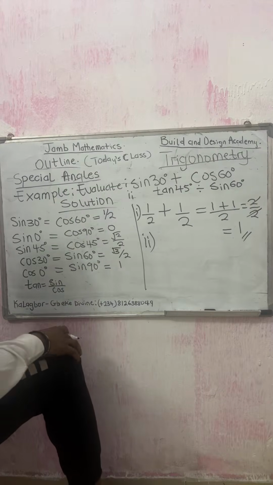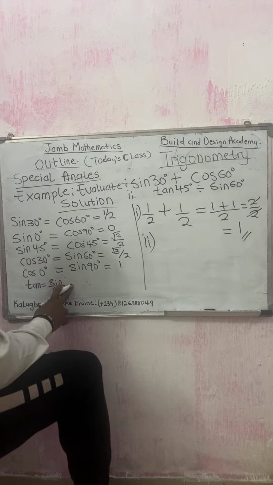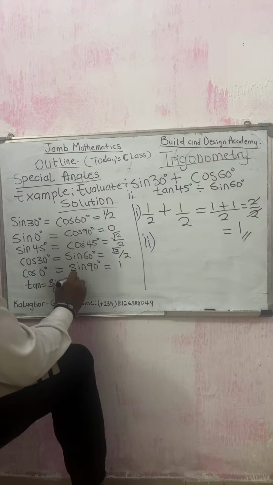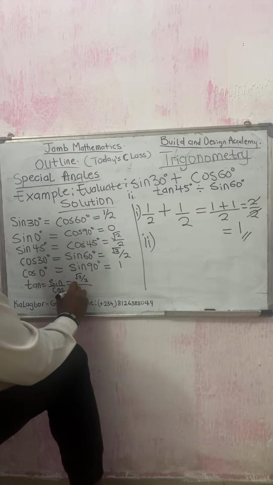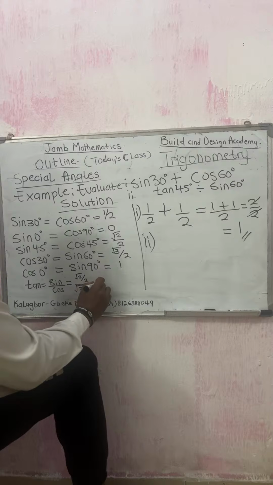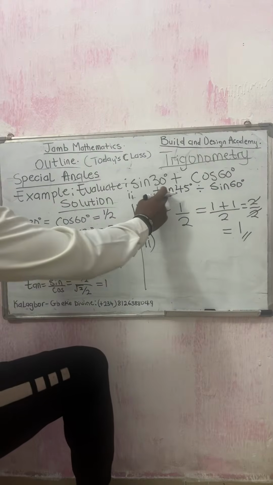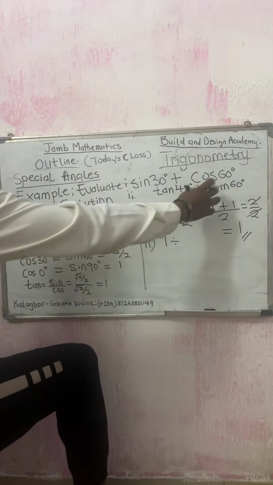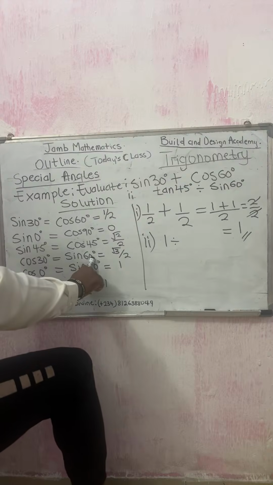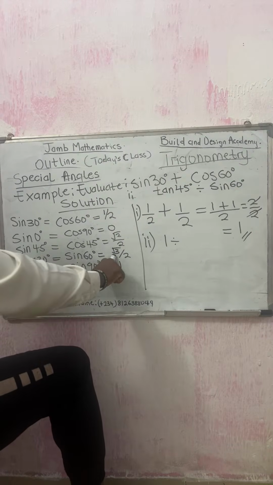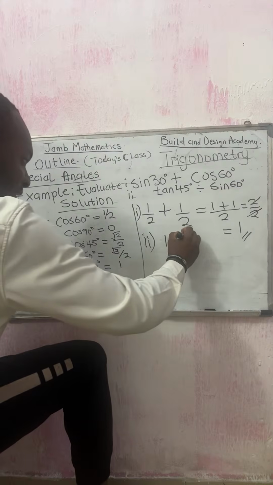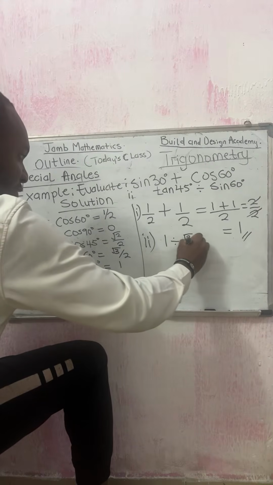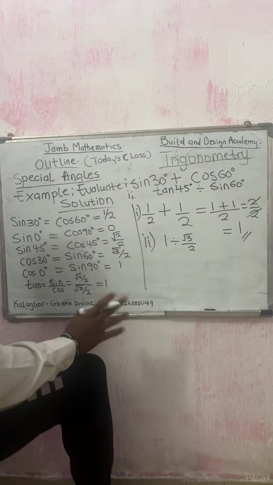Now, for sine, we have sine 45 as equal to root 2 over 2. And cos 45 as the same thing, root 2 over 2. So root 2 over 2 divided by root 2 over 2 will give us 1. So we now have that tan 45 degree is 1 divided by sine 60 degree. Let's look for sine 60. This is our sine 60, which is root 3 over 2. So 1 divided by root 3 over 2.